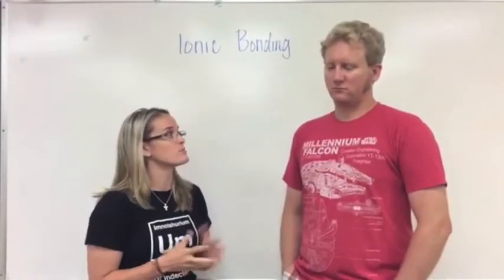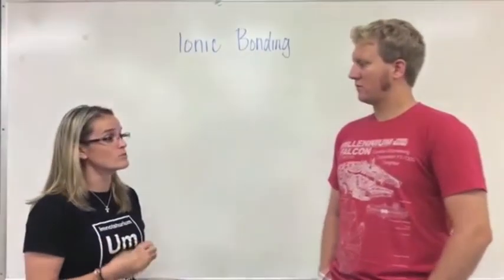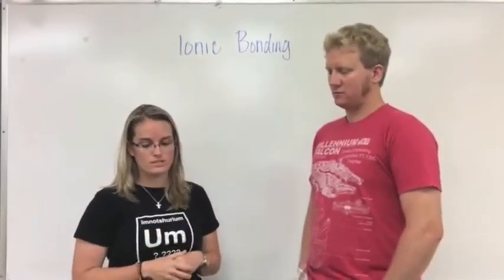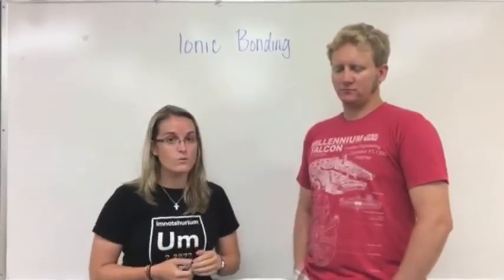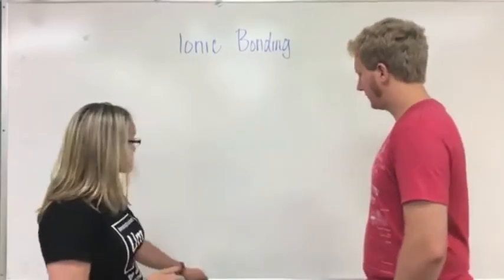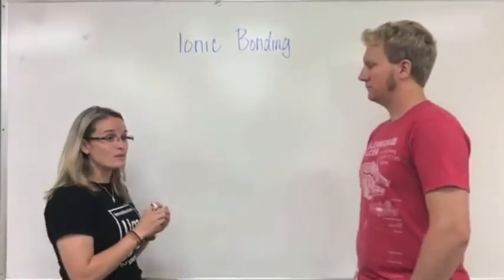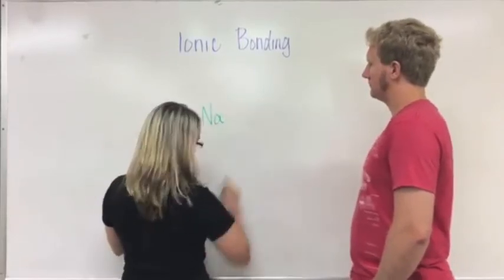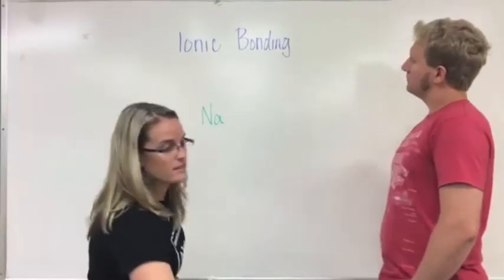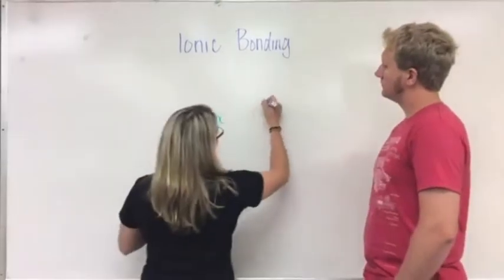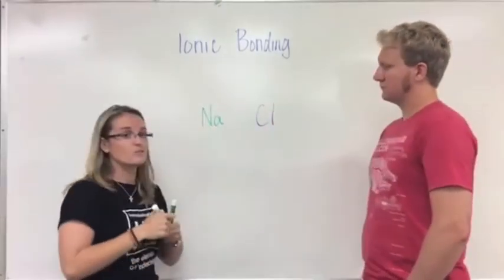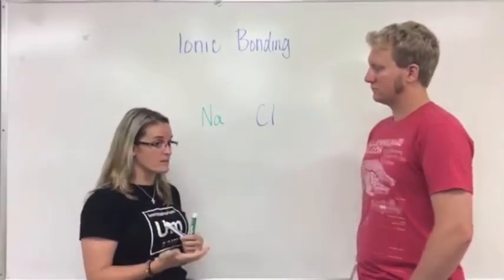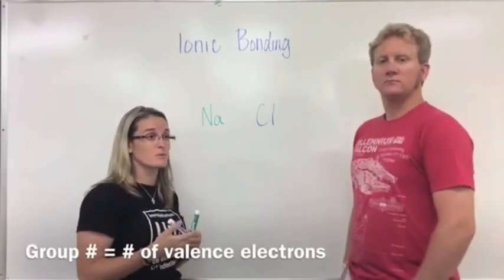So now we're to the point where we can actually draw some Lewis dot structures, or Lewis dot diagrams. We can use those interchangeably, or dot diagrams, for ionic compounds. So the first one that we're going to do is sodium chloride, which is Na, and then we have Cl. To get started, you just learned how to draw Lewis dot diagrams, and we're going to look at the group number to figure out the number of valence electrons we put on them.